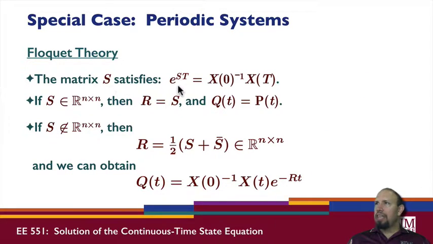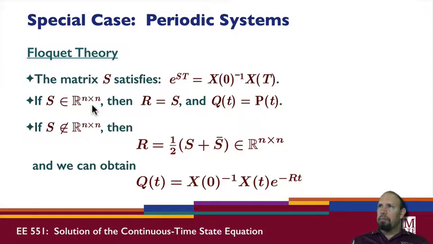In this case, the matrix S satisfies this relationship: e to the St is equal to X0 inverse X at time t. Now notice that if X of 0 is just the identity, then this is just X at time t. And so the matrix S satisfies that relationship: e to the St is equal to that quantity.